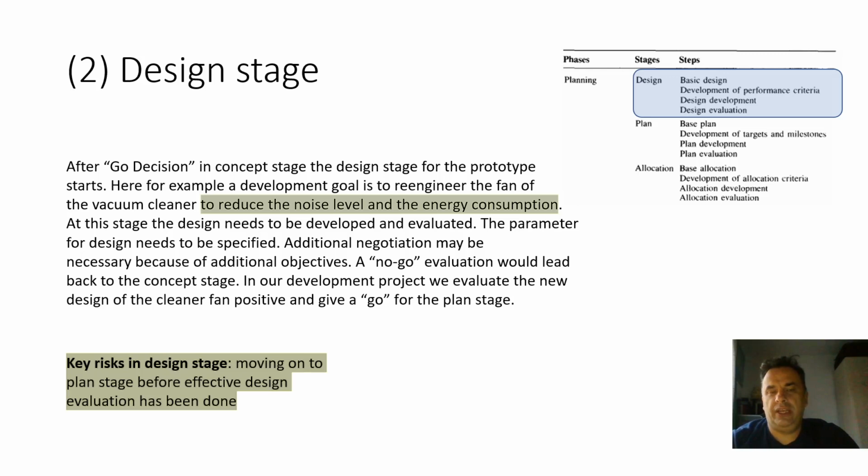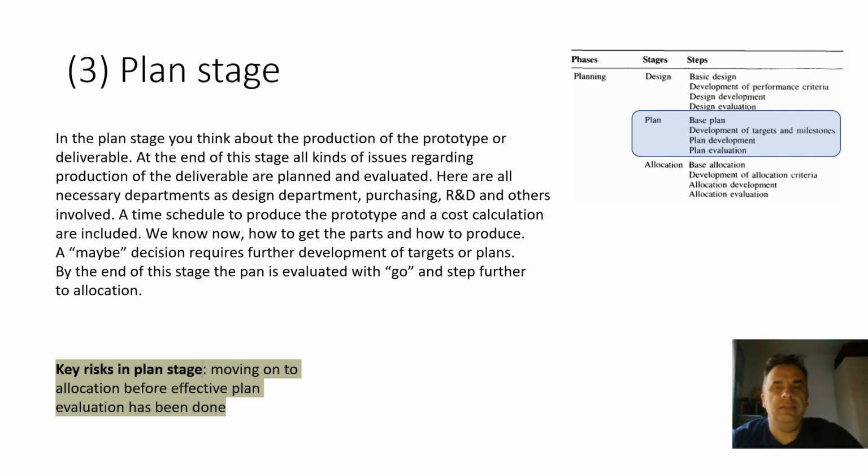Key risk is to start too early into the plan stage with too little evaluation done. In the plan stage, we think about how to produce the prototype. We make a timeline, a cost calculation. We know who delivers the parts, how we produce it. At the end, we evaluate it and go with a go decision into the next stage.